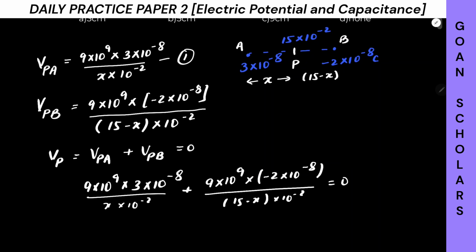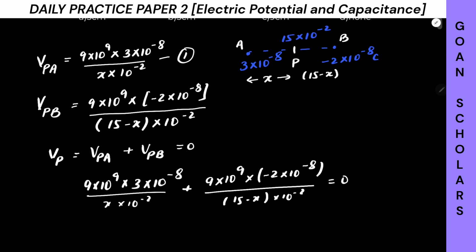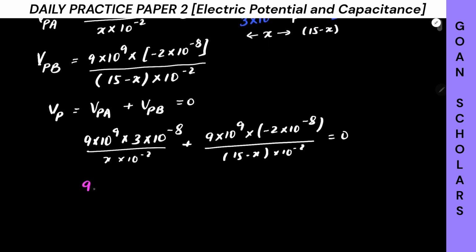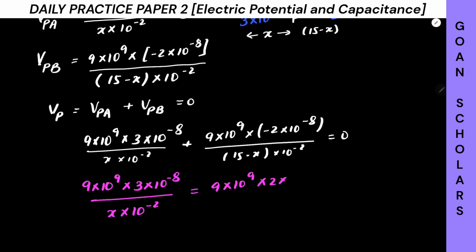Now when the second term goes to the right hand side, the negative sign will convert into positive. So this gives 9 into 10 to the power 9 into 3 into 10 to the power minus 8 whole divided by x into 10 to the power minus 2, equal to 9 into 10 to the power 9 into 2 into 10 to the power minus 8 whole divided by 15 minus x into 10 to the power minus 2.